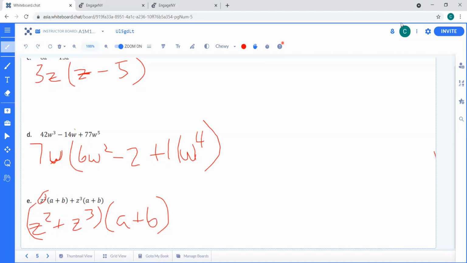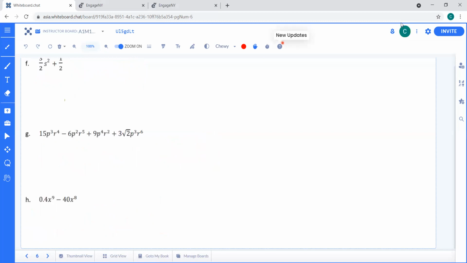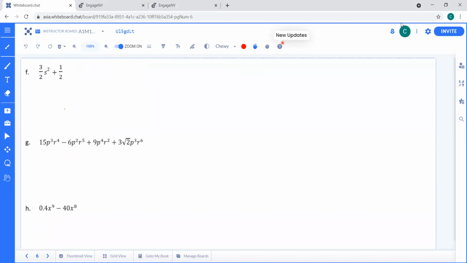You can just take these two terms. So this would kind of be like the associative property, kind of grouping them differently. All we have here is a half that we can factor out. So how many halves are in 3 halves? 3s squared plus 1. Because 1/2 divided by 1/2 is 1.